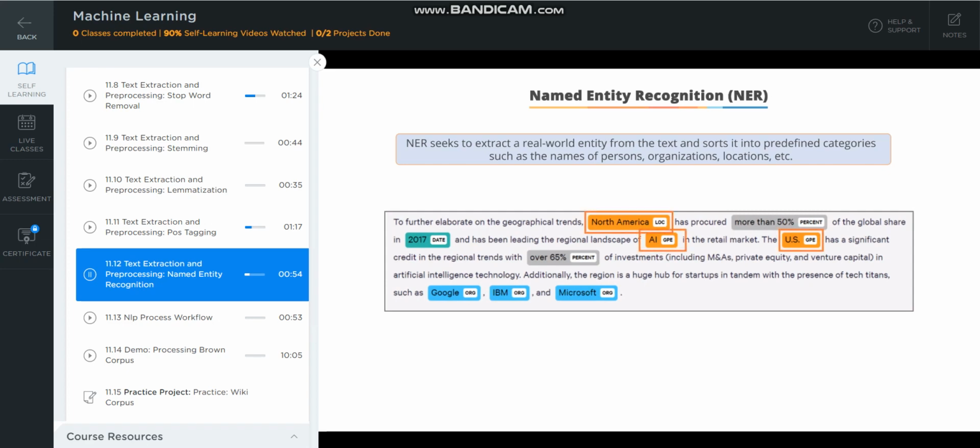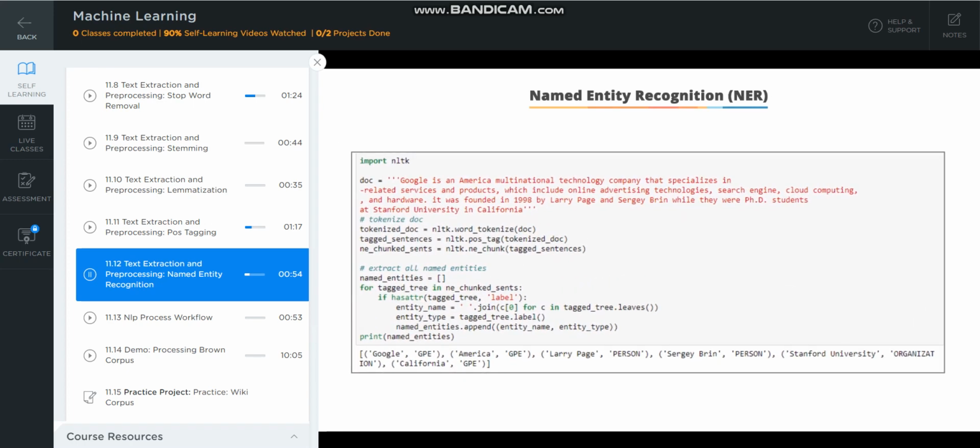Were specified products mentioned in complaints or reviews? Does the tweet contain the name of a person? Does the tweet contain the person's address? As you can see in the given example, Google, America, Larry Page, etc. are the names of a person, place, or an organization. So these are considered named entities and have different tags such as person, organization, GPE, or geopolitical entity, etc.